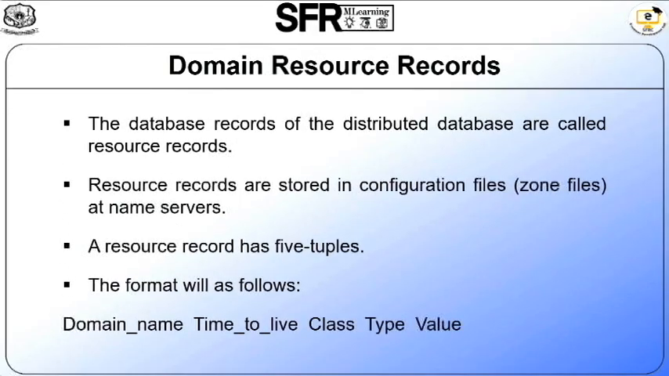Next we are going to see about the domain resource records. The database records of the distributed database are called resource records. Resource records are stored in a configuration file, which is called a zone file, at the name servers. A resource record has 5 tuples. The format is as follows: domain name, time to live, class, type, value.